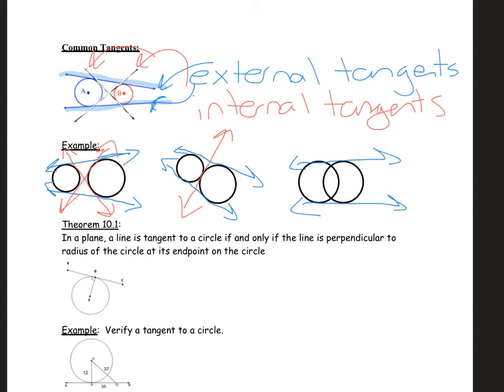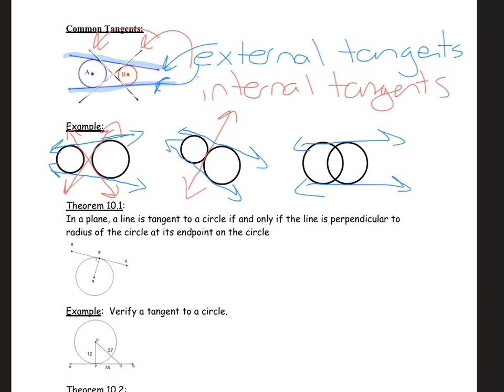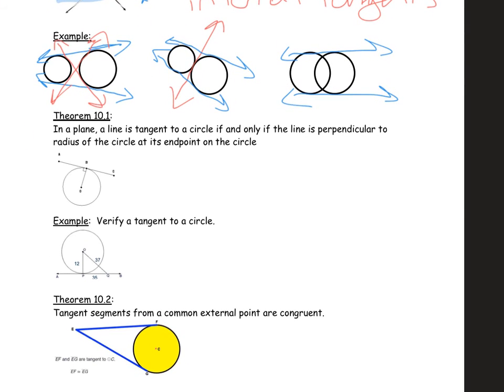All right. So theorem 10.1 says, in a plane, a line is tangent to a circle if and only if the line is perpendicular to a radius of the circle at its endpoint. So if you have a segment, such as this one, intersecting a radius here, and it is a right angle, that means they're perpendicular, and that means AC is going to be a tangent.